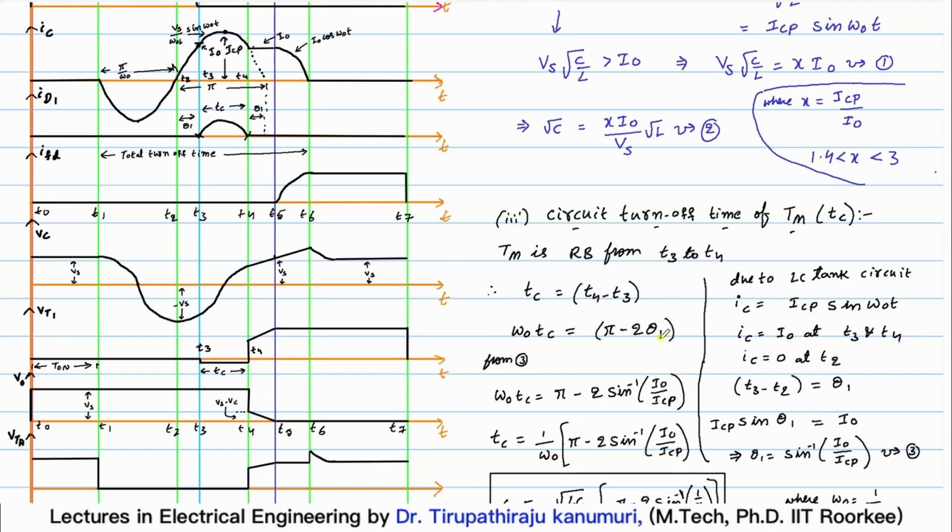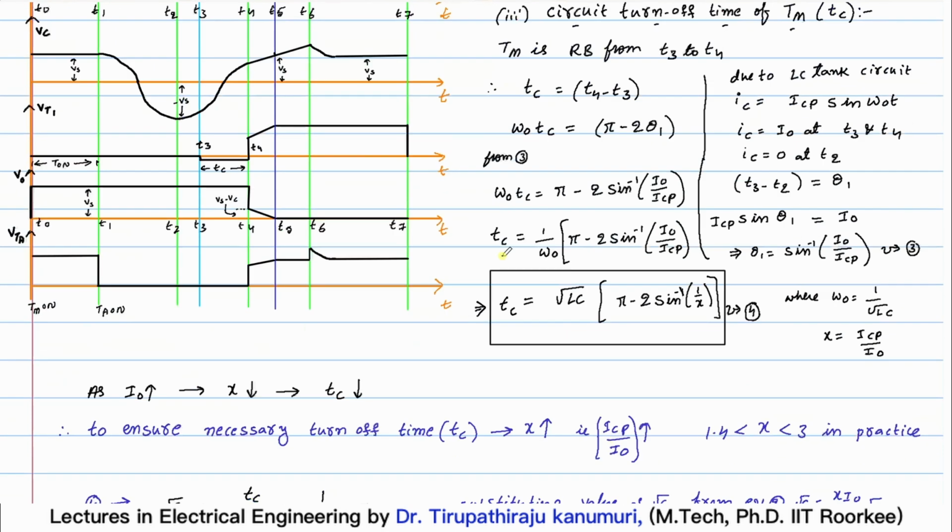So I have substituted here this theta 1, from this equation I am substituting sin inverse of I naught by ICP. So when you simplify this one Tc, this omega naught will come down. This will be 1 by omega naught into pi by 2 times of sin inverse of I naught by ICP. Or from this I can write Tc is equal to, this omega naught is nothing but 1 by root LC.